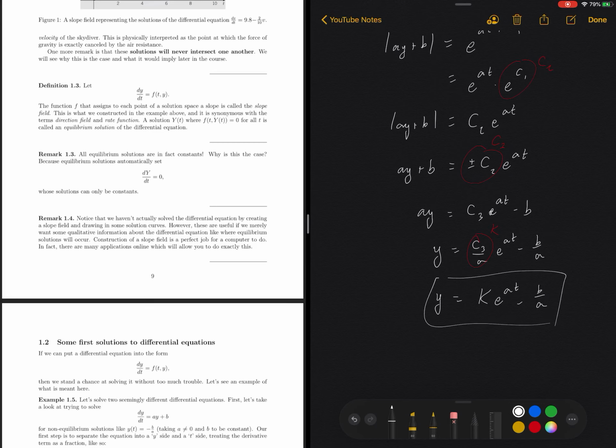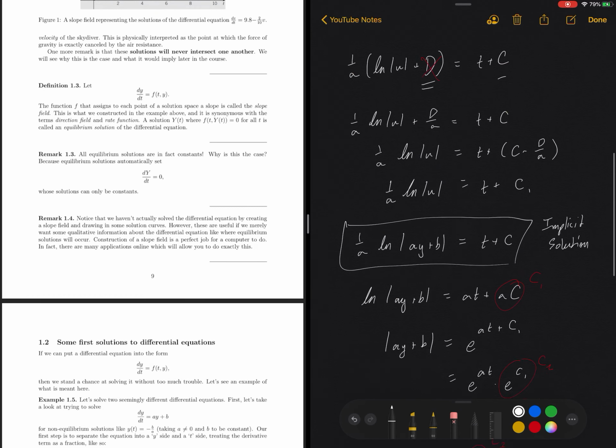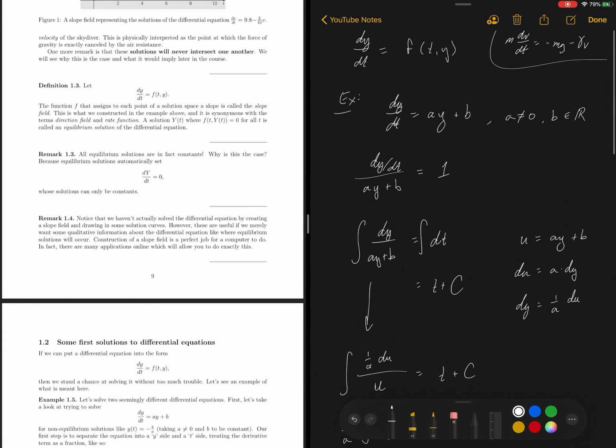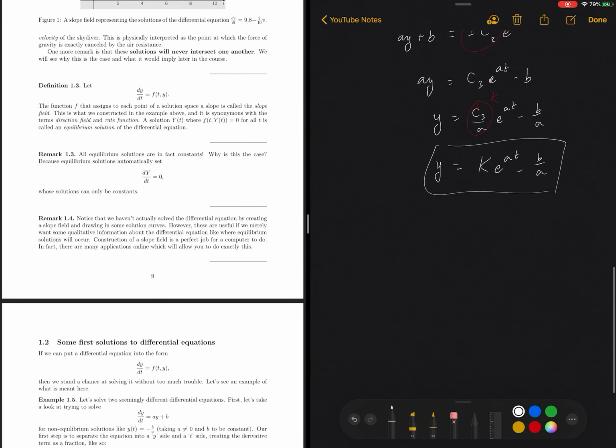So this will be y equals some constant times e to the at minus b over a. And that is an explicit and analytic representation of what functions solve that differential equation at the top, way back at the top here, this guy. And I can verify it, right? Let's check. What happens if I differentiate this?